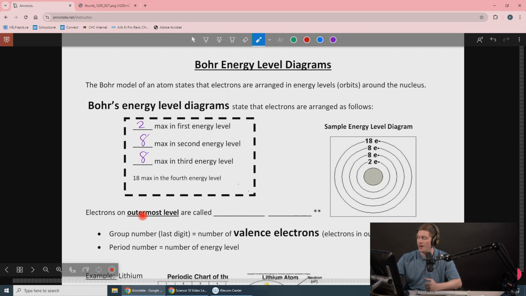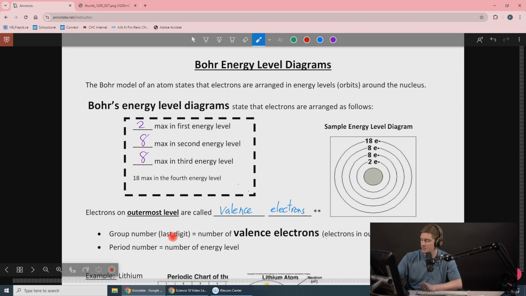Electrons on the outermost level are called valence electrons. That's an important vocabulary term here. We're going to call them valence electrons. That is the name we give to electrons on the outermost shell for an atom.